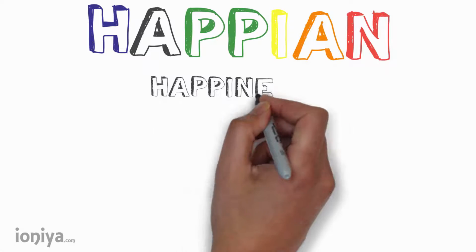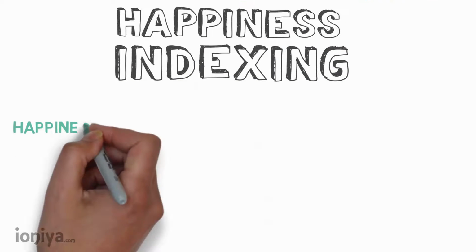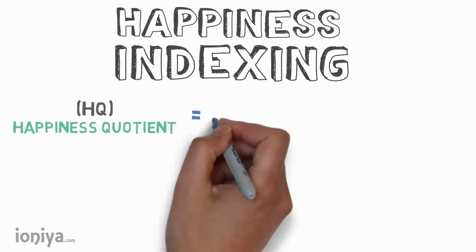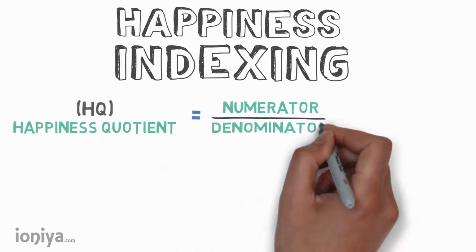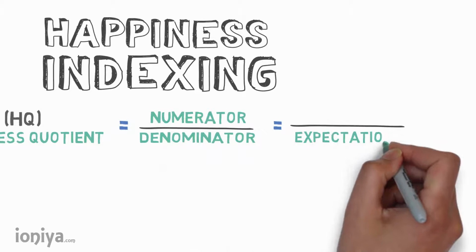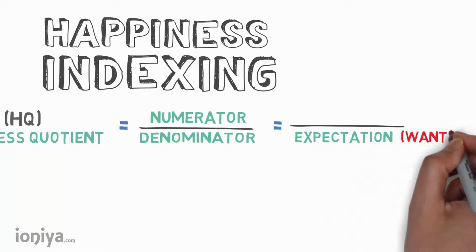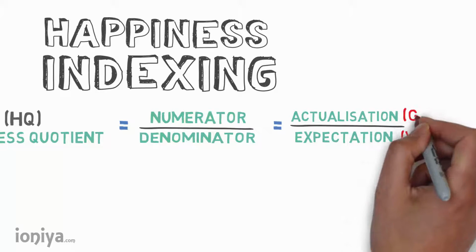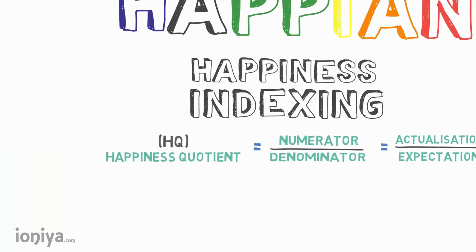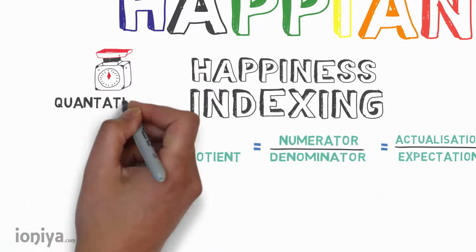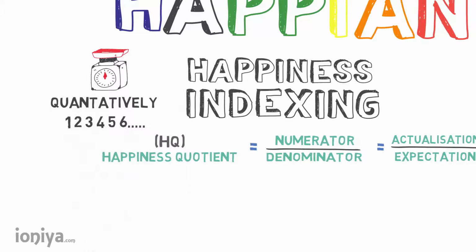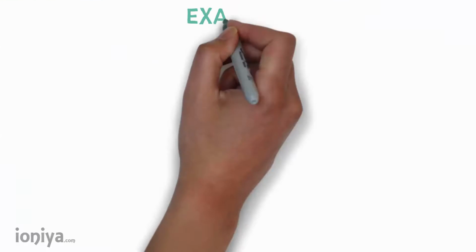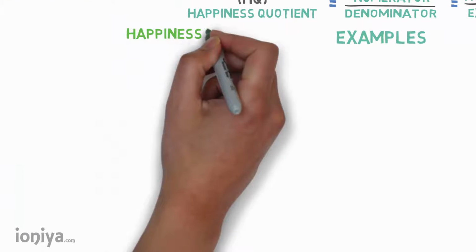Let's do some happiness indexing by measuring the happiness quotient, HQ, which is a simple ratio of a numerator and a denominator. The denominator being expectation, while the numerator being actualization. The expectation is what we want, while the actualization is what we get. HQ can be measured quantitatively with numerics or qualitatively on gradient scales. Let's go through these simple examples of measuring HQs.